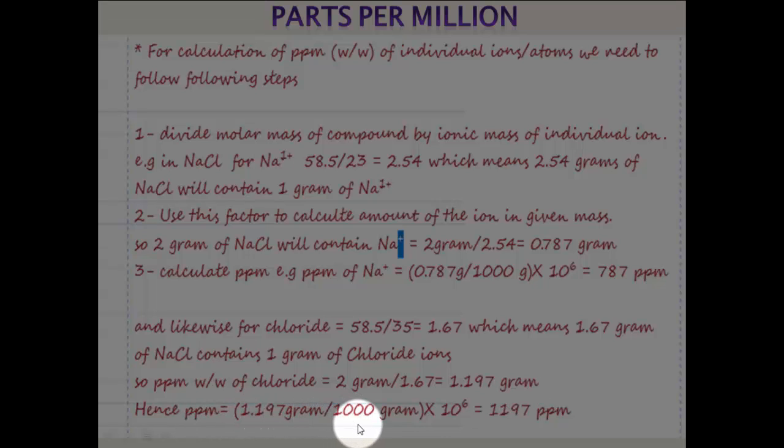We can divide this by the mass of solution and multiply by 1 million to get parts per million values. So the calculation of this factor is important in order to calculate parts per million concentration of certain ions when they are present in their ionic compounds, or certain atoms when they are part of a compound.